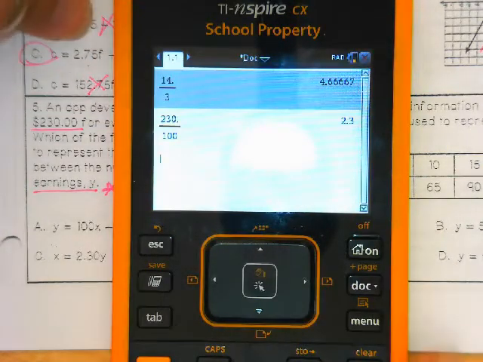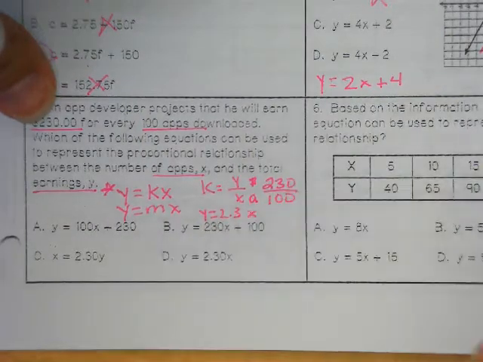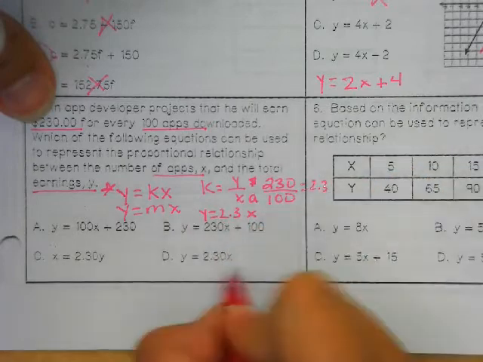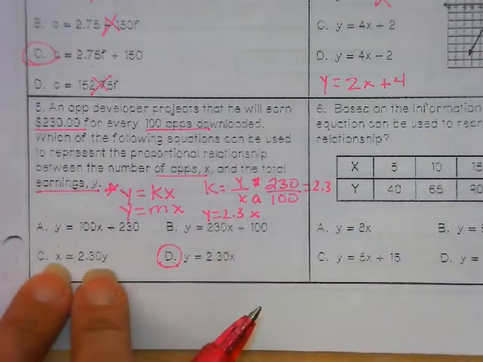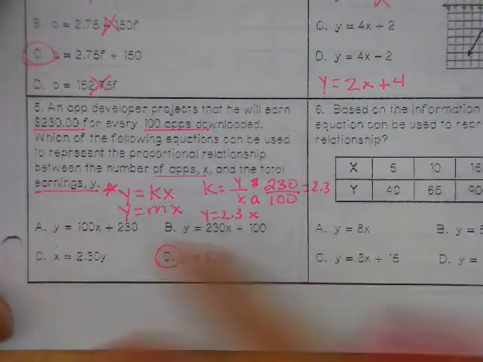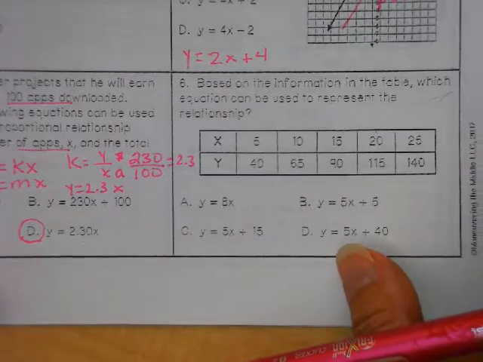Divided by 100, 2.3. So y equals 2.3x, which is going to be D. Don't choose C. Notice that one's written backwards. It's always going to be y equals. Based on the information in the table, which equation can be represented?